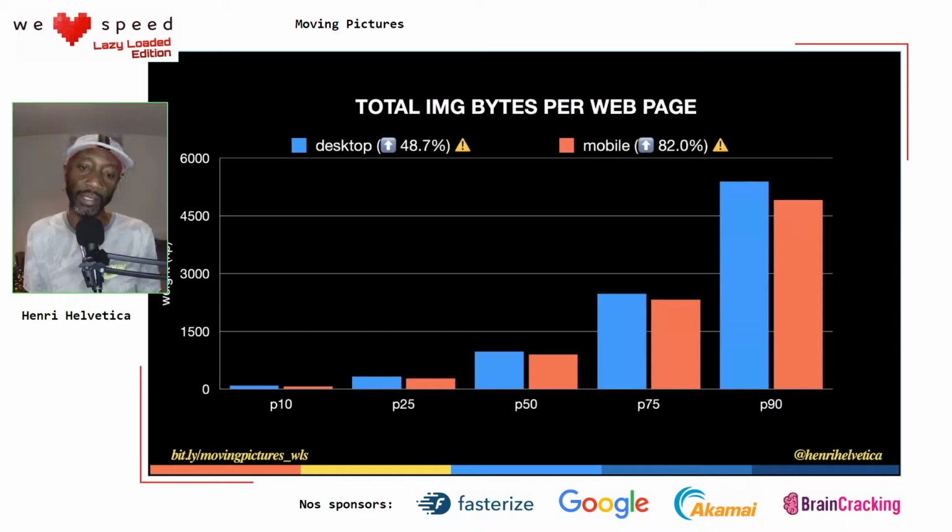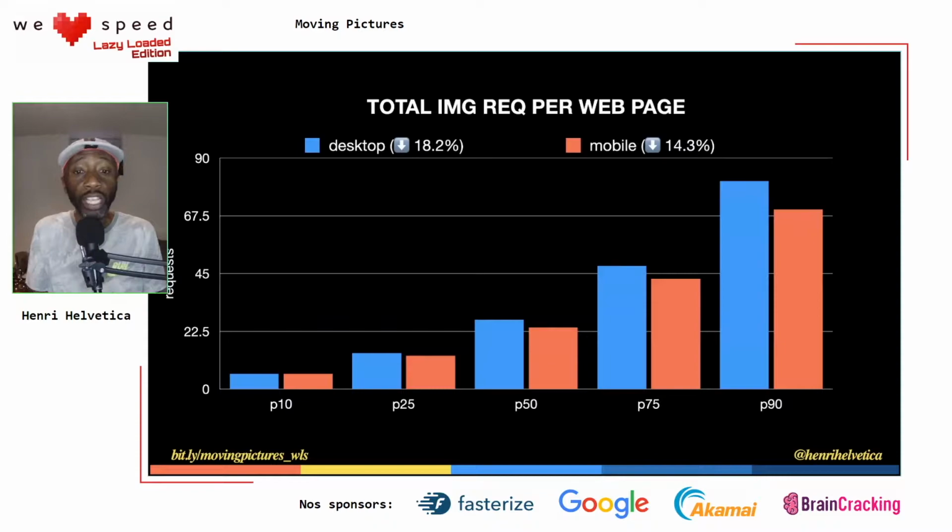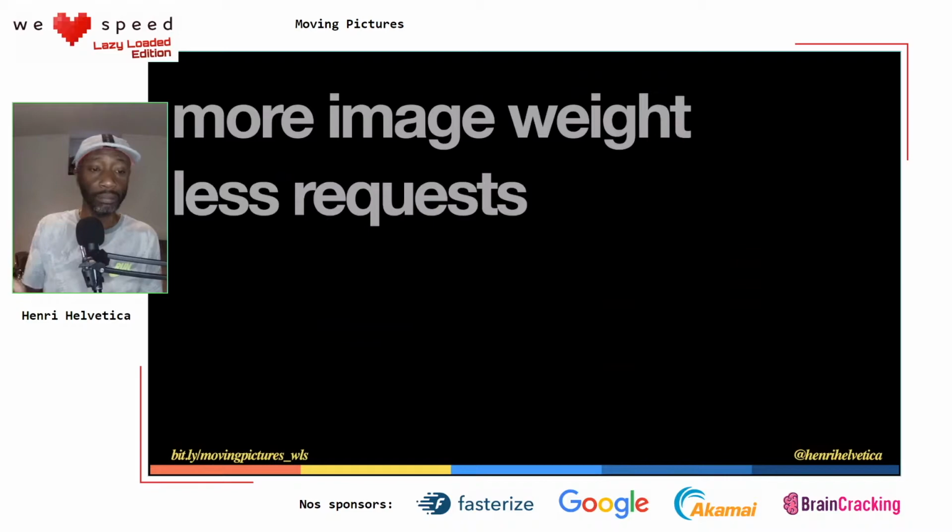If you look at some of this other data here, the total image requests per web page are down, which is, I guess, somewhat good news. But if you combine the two pieces of data, more image weight, fewer requests, well, if you do the math, that's not good, because essentially things are getting a little bigger. The images are getting bigger. They have a lot more work to do and we have less time to do it. So let's keep going and look at some of these other details.